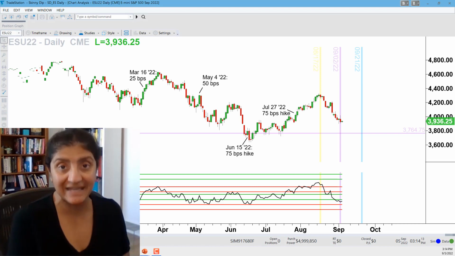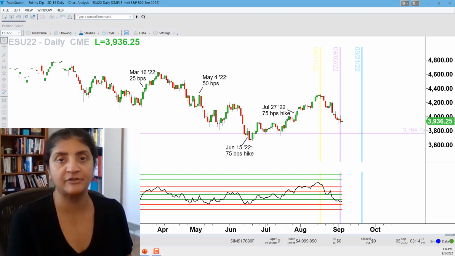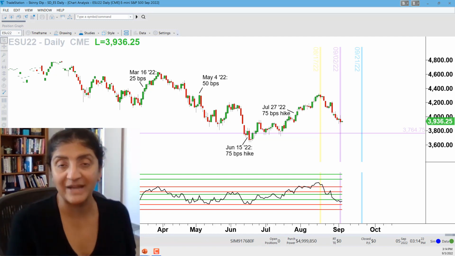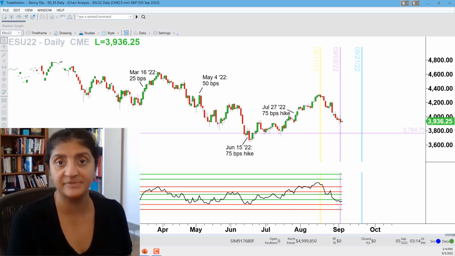So here we have a chart of the E-mini S&P 500 futures. And if you're new here, I'm Hema Reddy, and I trade futures, stocks, and options using the trifecta method of price, time, and momentum. And I also share resources and education with my tribe to help them do this as well.